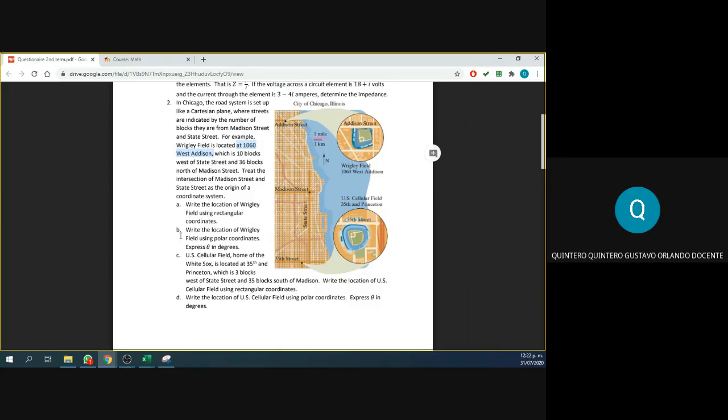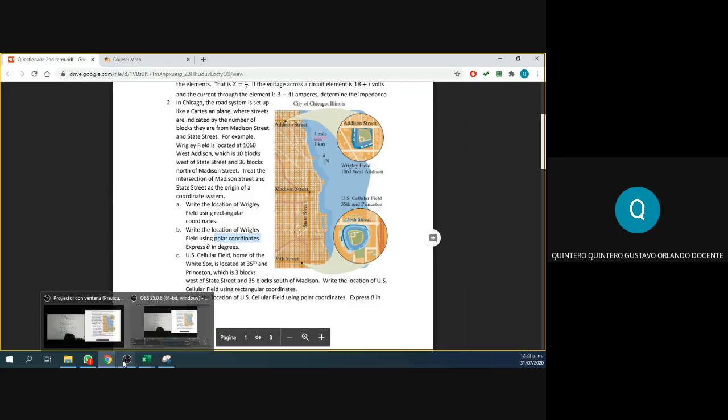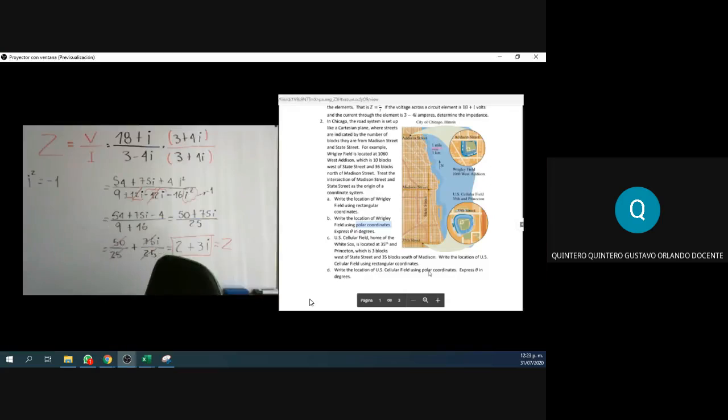Bueno, question B. Alba said this already, right? Question B. Write down the location of Wrigley Field. So the same one that we just found, because we just found Wrigley Field already, right? Write down the location of Wrigley Field using polar coordinates. Look, this is an exercise of polar coordinates.